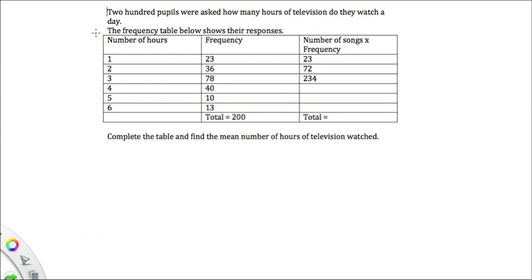200 pupils were asked how many hours of television they watch a day. The frequency table below shows their responses. So we can see we have three columns in our frequency table. In the first column are the actual responses, in this case the number of hours.